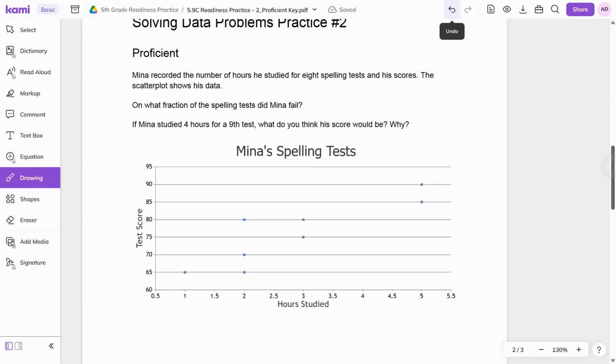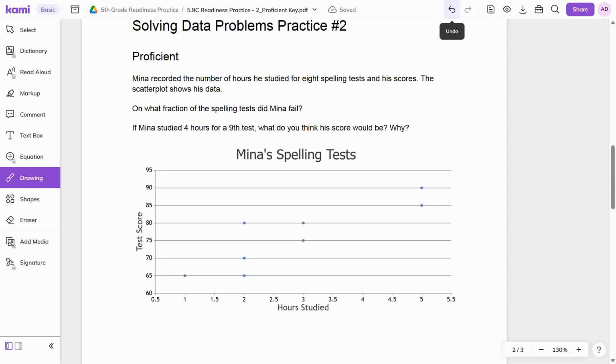All right, so now we've got Mina with a scatter plot here. Mina scored for 8 spelling tests. All right, on what fraction of the spelling tests did Mina fail? Okay, so let's figure out what that means.